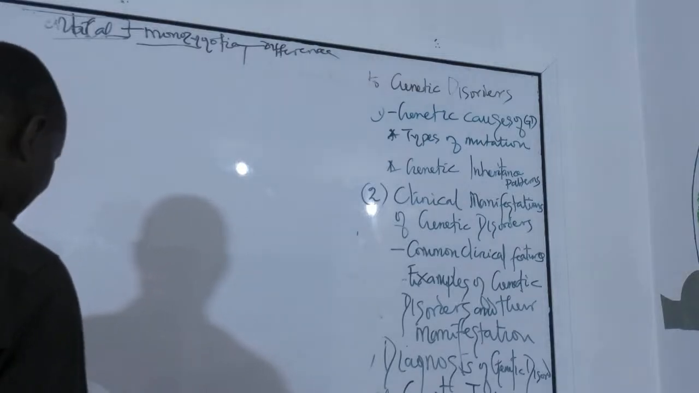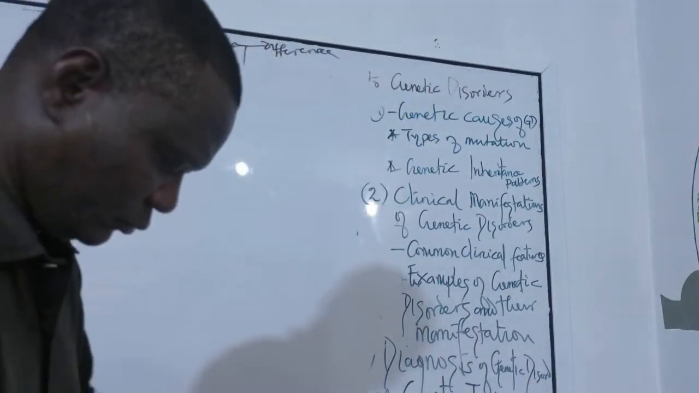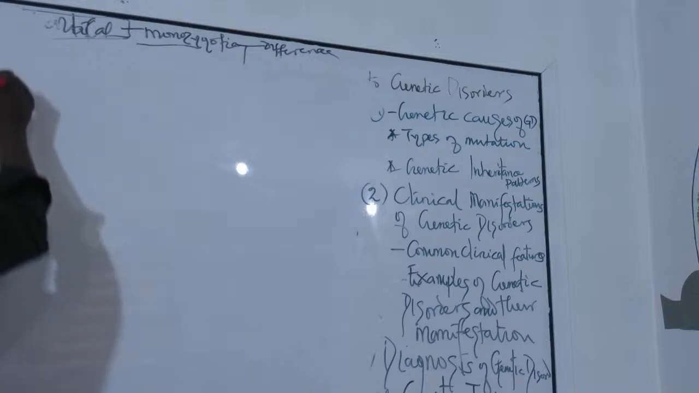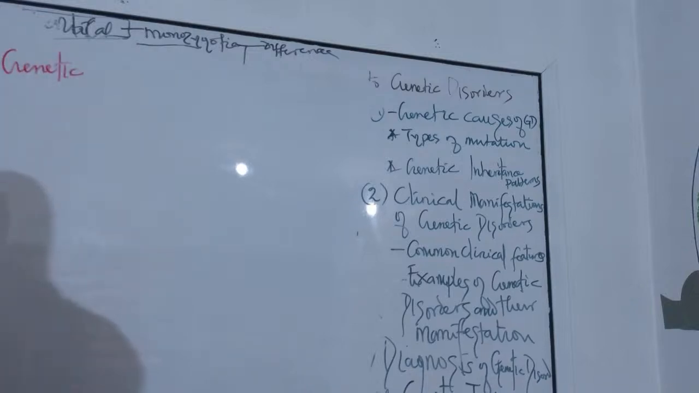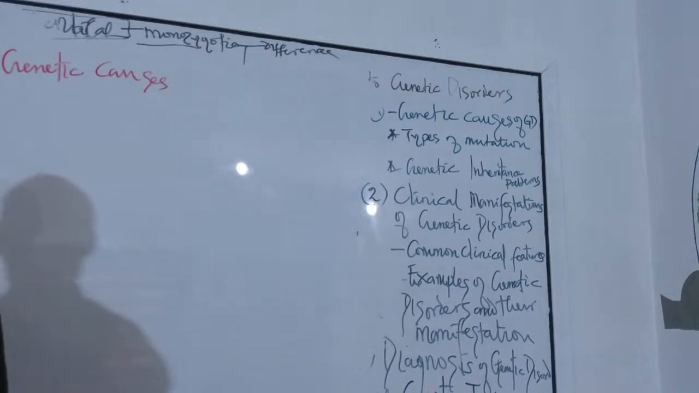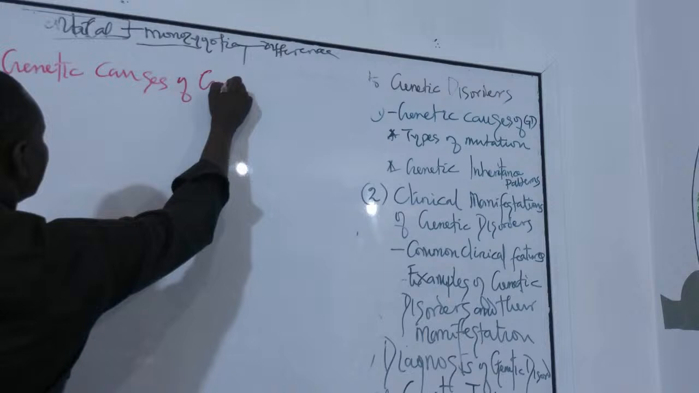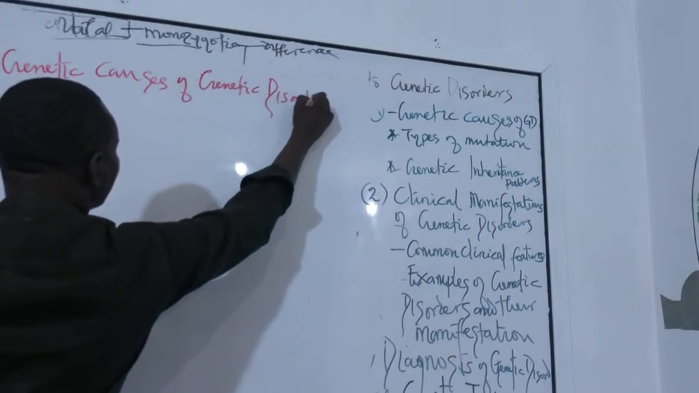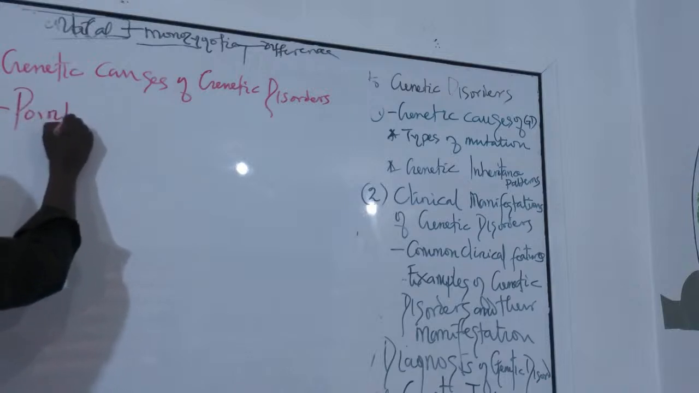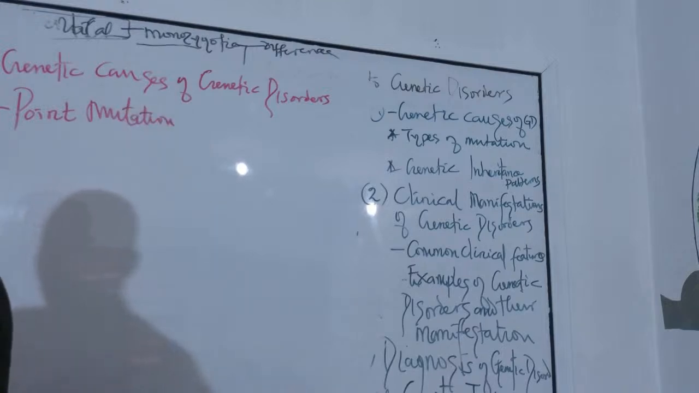So the first one is that we want to look at genetic causes of genetic disorder. The first thing we look at is what is called point mutation. Don't forget that mutation is a sudden change in genetic makeup.